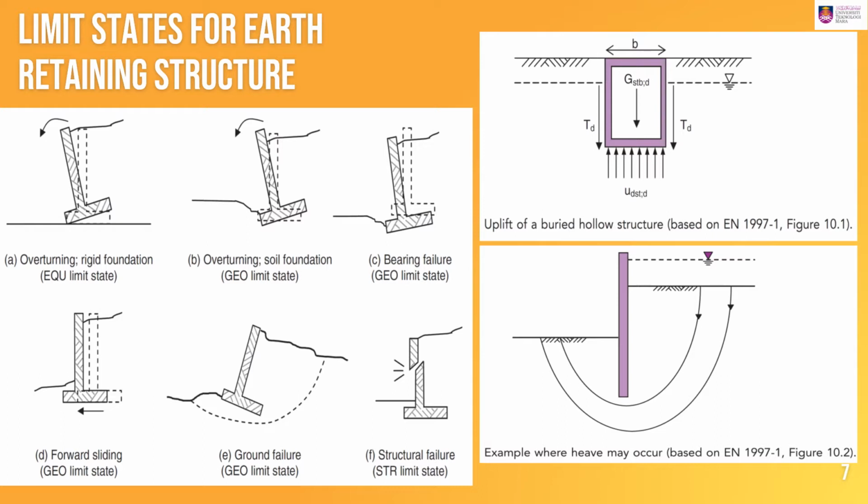And then the next state, you have to consider forward sliding. And the next one is ground failure. And next is structural failure. The structural failure is caused by faulty design, poor workmanship, deterioration of material, for example.